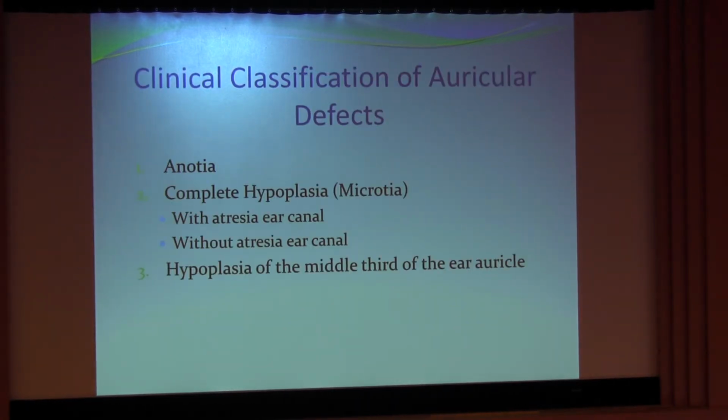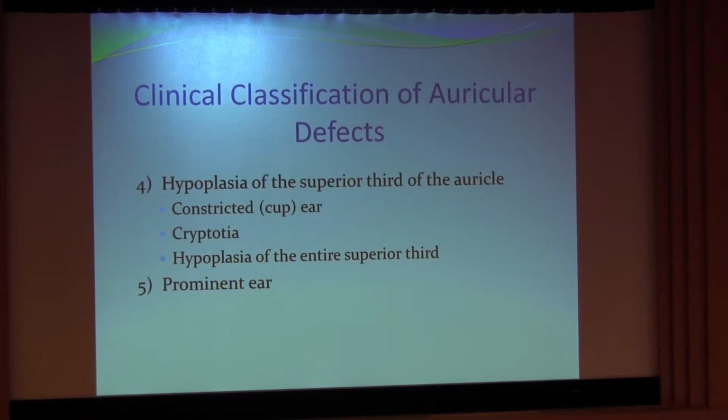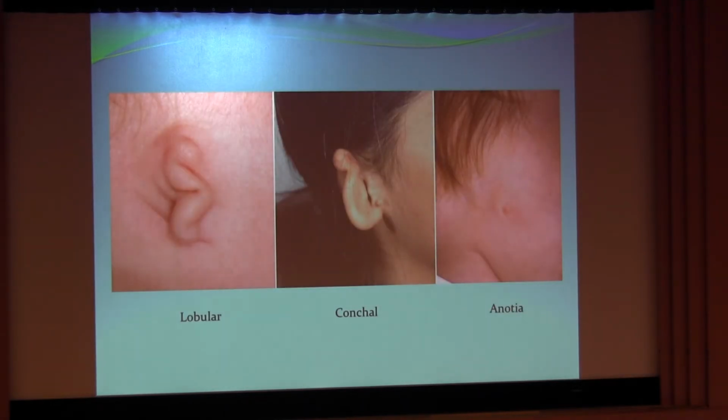So if we look at congenital, we look at the classification: anotia, meaning no ear, complete hypoplasia with atresia of the ear canal, without atresia, hypoplasia of the middle third of the ear, hypoplasia of the superior third, and sort of the things that Bruce just talked about, and then prominent ear. Here's an example of a lobular, a conchal, and a true anotia. And that's the only anotia that I ever had in 40 years, so they're not very common.